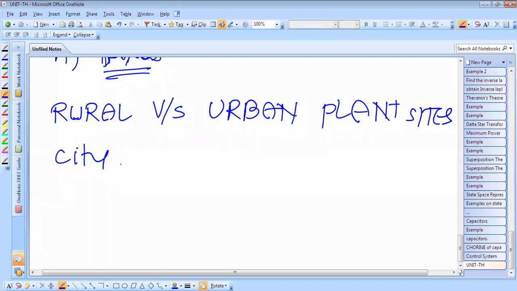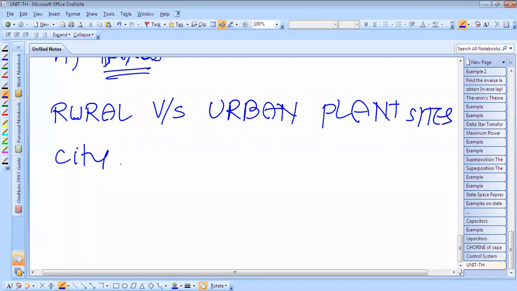Disadvantages: if you select the plant in the city, what are the disadvantages? Land available for the building is limited. That is the disadvantage because the cost of the land is very high in the city, and therefore the cost of land and building construction is very high. Expansion of the industry is seldom possible because the area is very small and we could not expand the plant.